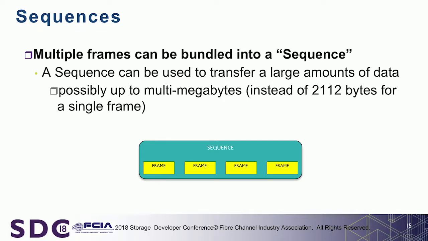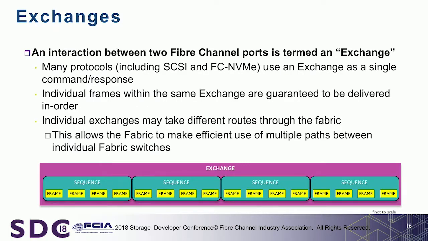So as I mentioned, multiple frames can be bundled into a sequence. A sequence can be used to transfer large amounts of data, up to megabytes. It's really up to what the use is for a particular protocol. And then the sequences are classified into exchanges. An exchange is a set of sequences which form a particular job. And in most protocols, as I mentioned, the exchange is a single command response.